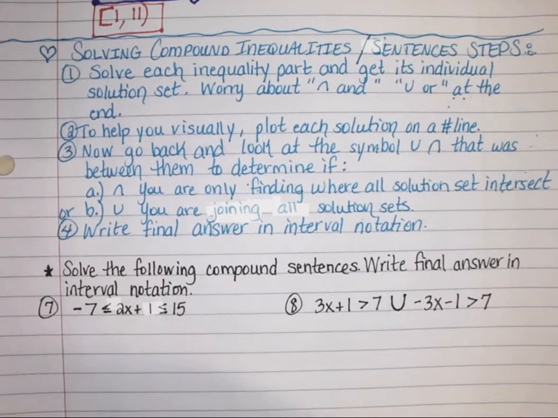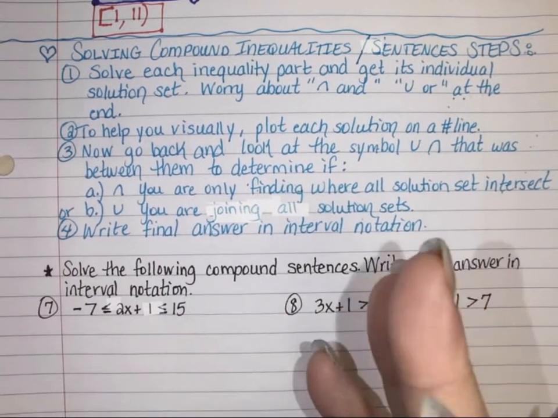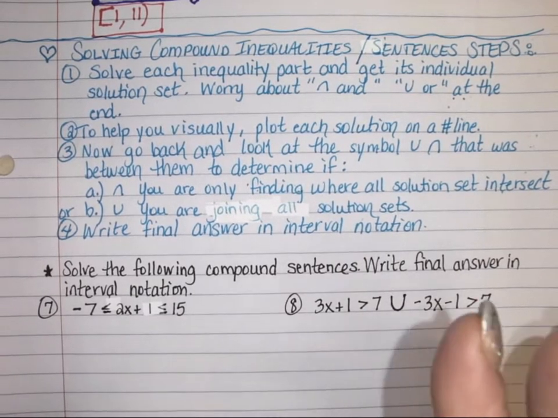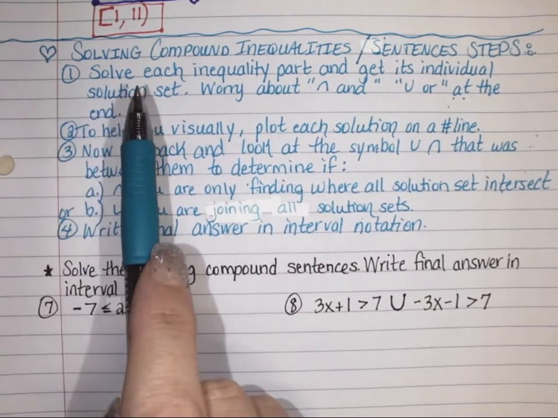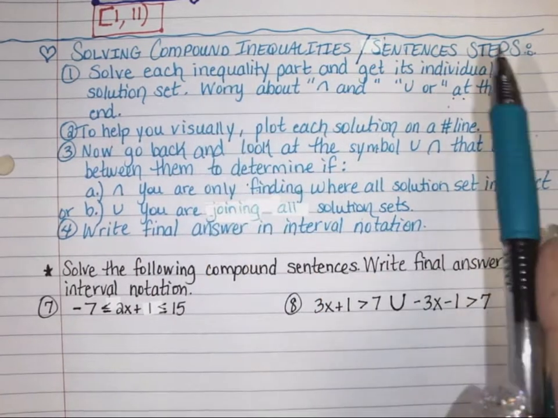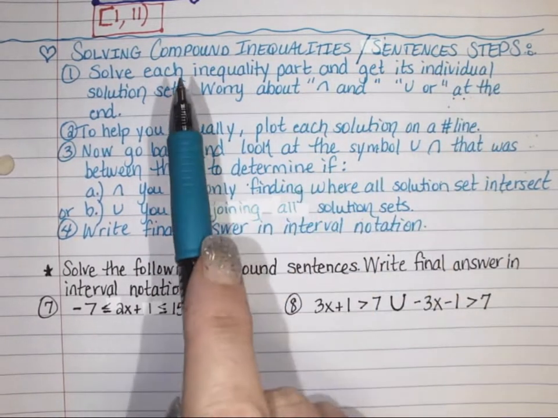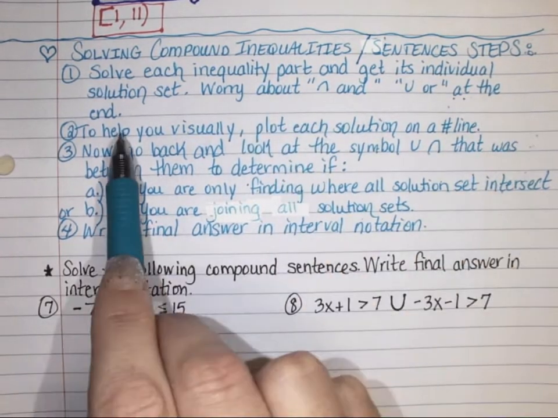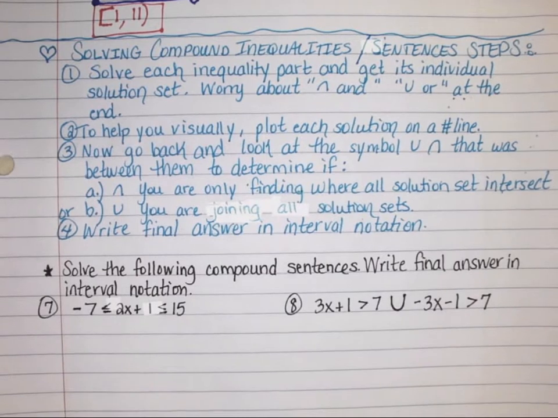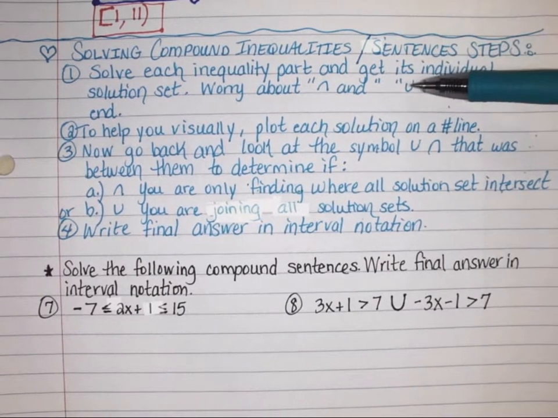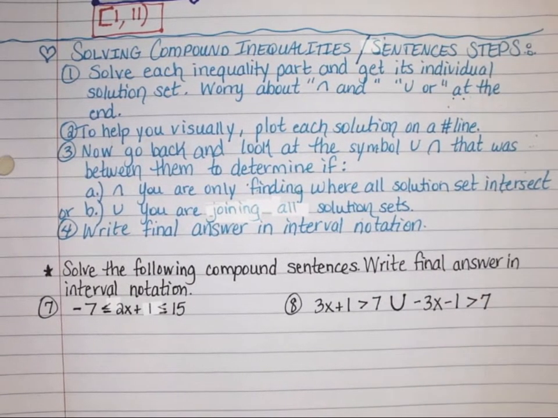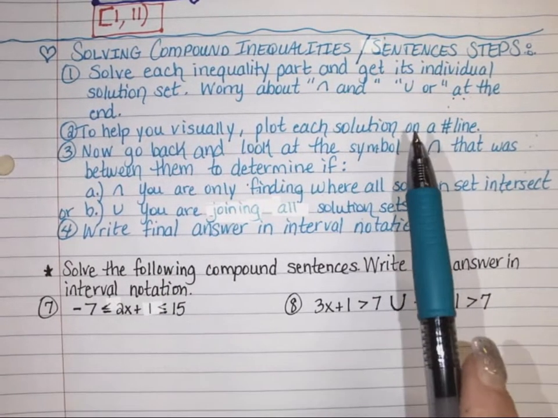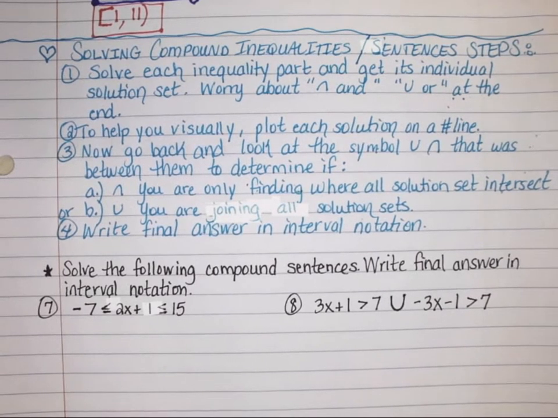Step number 1, to help you keep these problems in order, make yourself focus on one part at a time. In this first part, solve each inequality part and get its individual solution. Worry about what's in between them till the very end. So I'm going to worry about this symbol and this symbol till the end. You don't have to do this, but to help you visually see, you can plot each solution on a number line.